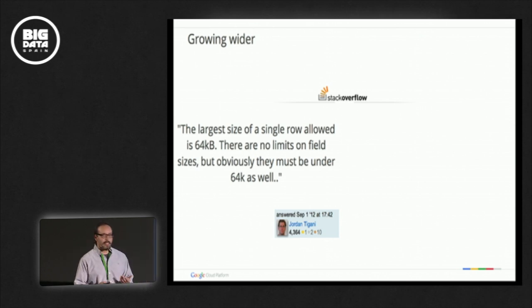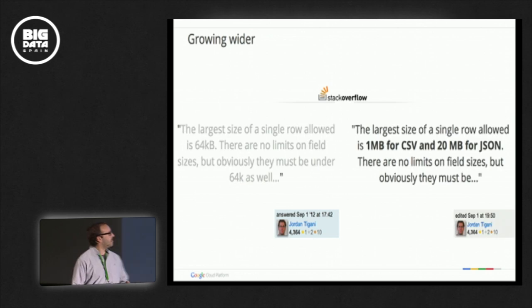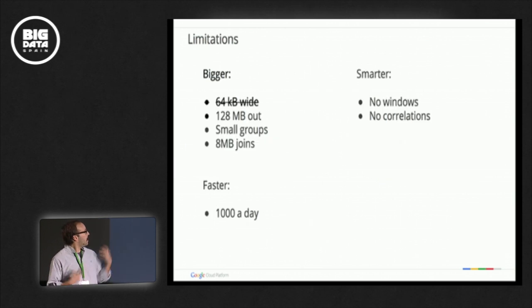But today, we've heard that people wanted more. They didn't want 1,000 columns. They wanted 10,000 columns. And today, the limit is 1 megabyte for CSV, 20 megabytes for JSON. That really enables a whole different use case. Handling a database that has 10,000 columns might be hard, but it might be the best solution sometimes. So that's one limitation we have broken this year.